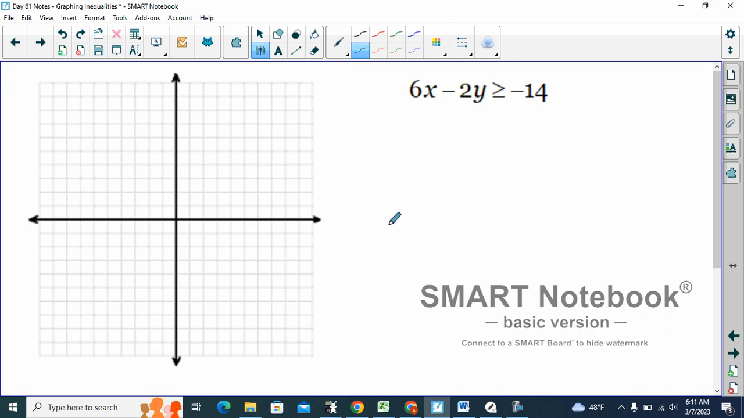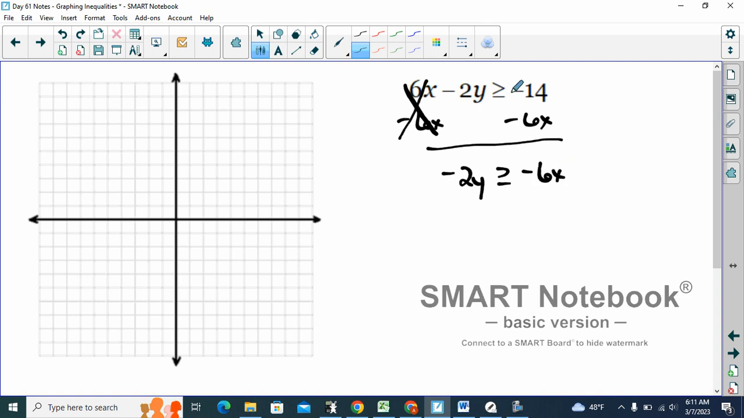When that's the case, we want to rewrite into slope-intercept form. So we subtract 6x from both sides. These cancel. Negative 2y comes down. Greater than or equal to negative 14 minus 6x. We're going to write the x first. Negative 6x minus 14.